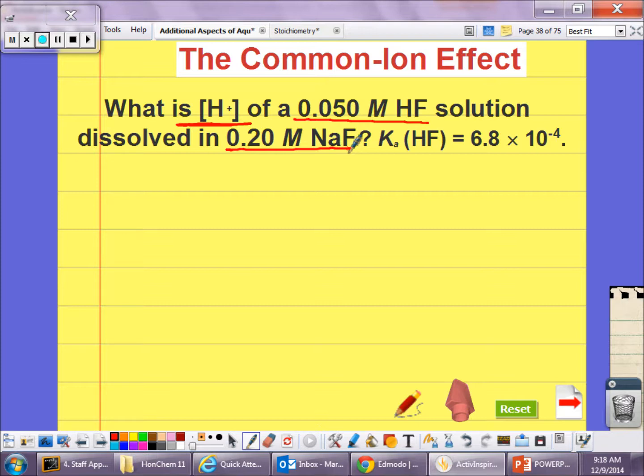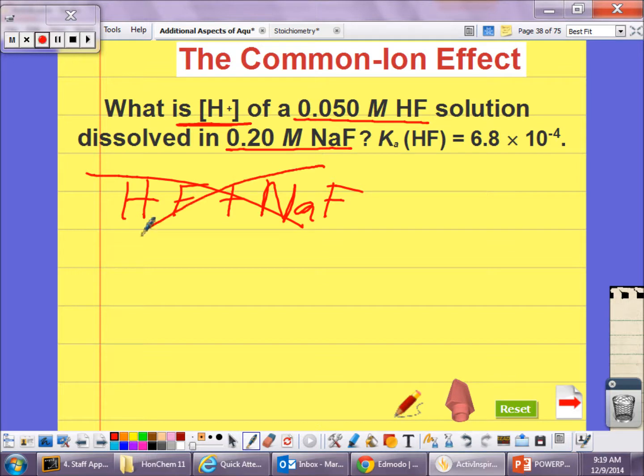They see two substances, they see HF dissolved in NaF, and they have a tendency to do HF plus NaF. Do not add those two together.